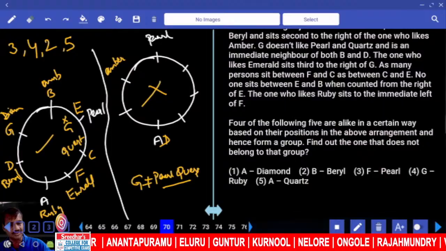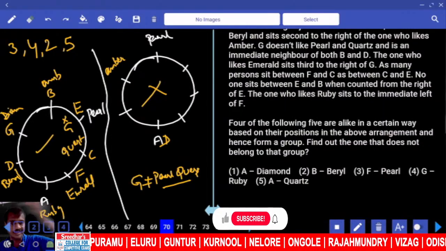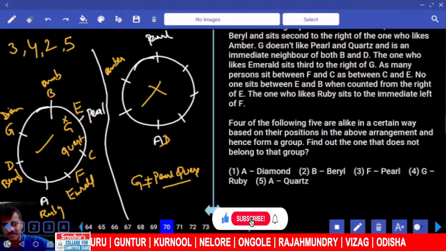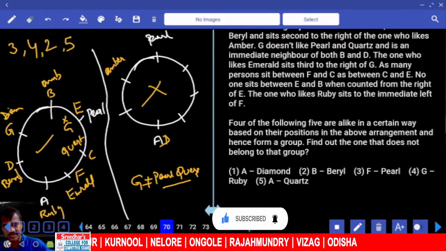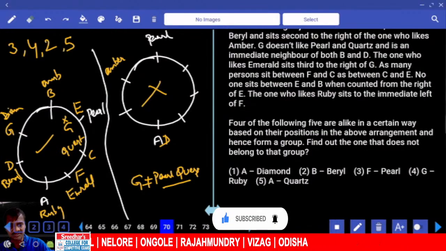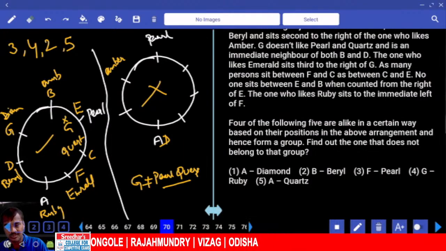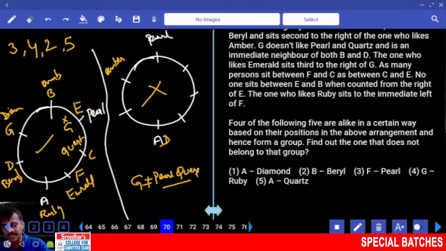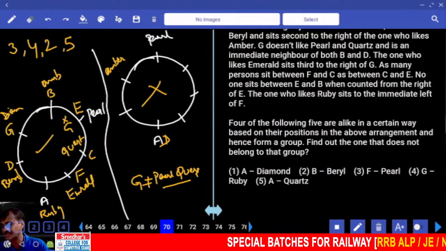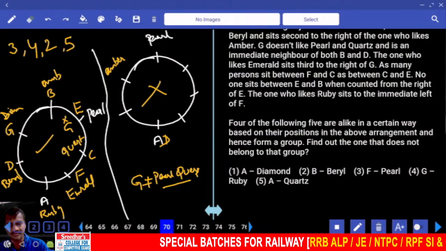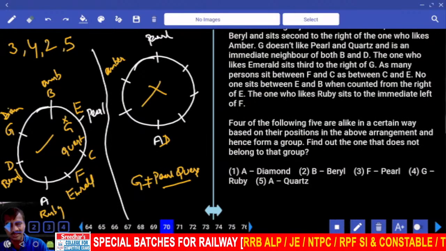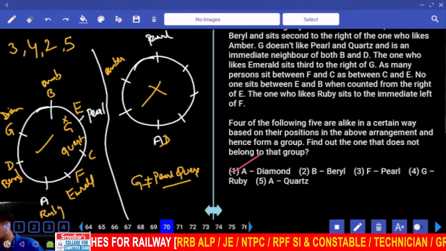Now question number 70, odd one out among the following. A and diamond: A is seated second to the right of diamond. B and pearl: B is seated second to the left of pearl. F and pearl: F is seated second to the left of pearl. G and ruby: G is seated second to the left of ruby. A and quartz: A is seated second to the left of quartz. Then what is the other one we have? A and diamond, A is seated second to the right of diamond. Then what is your answer?